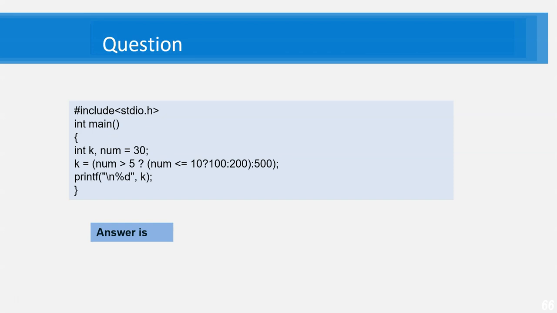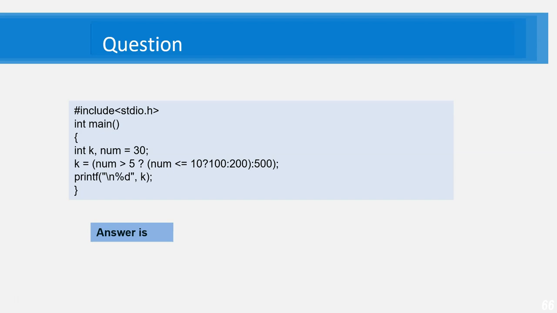Here we are looking at the ternary operator. So we have main and integer k, and num is 30. If num is greater than 5, then if num is less than or equal to 10, we are assigning 100, or if num is greater than 10, we are assigning 200, else we are assigning 5.